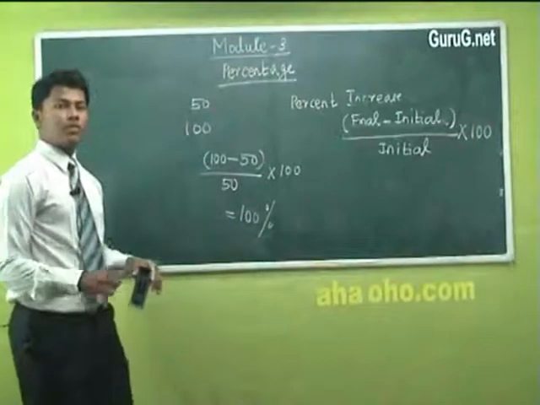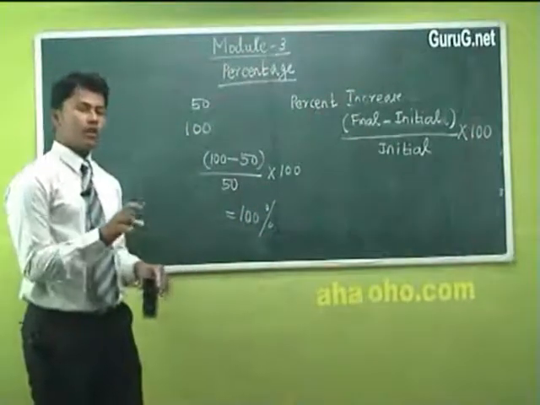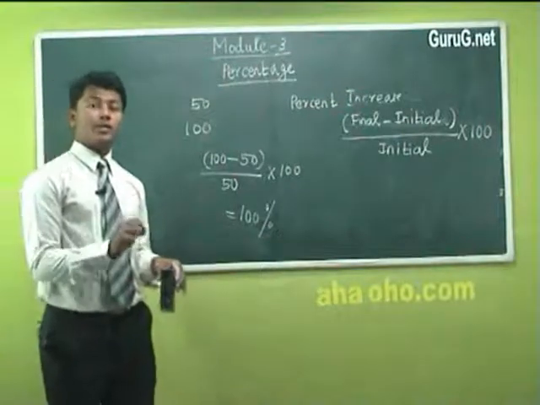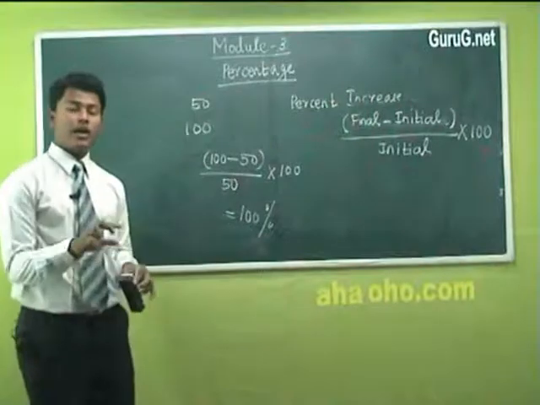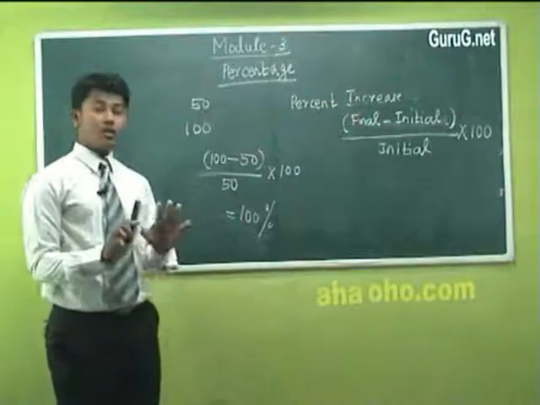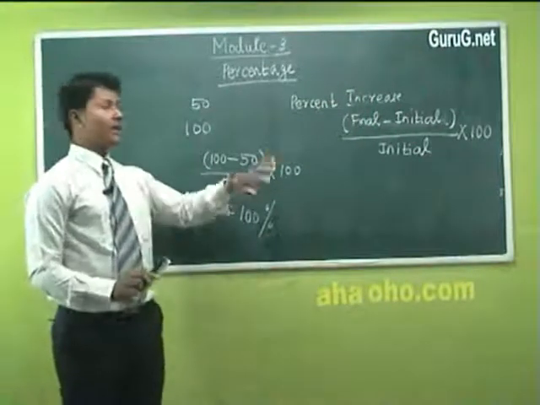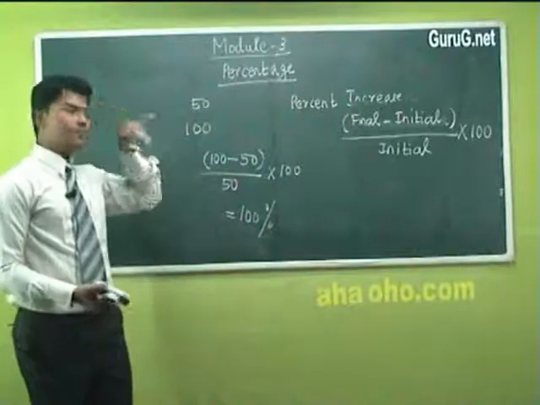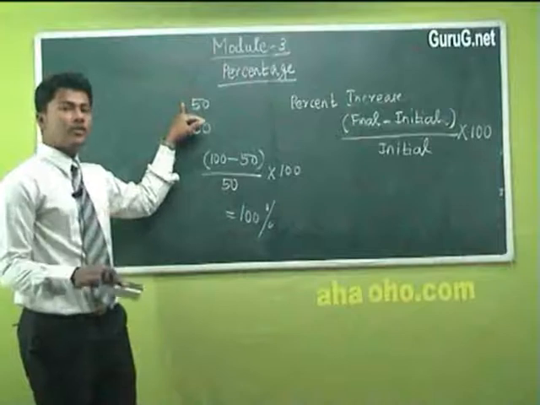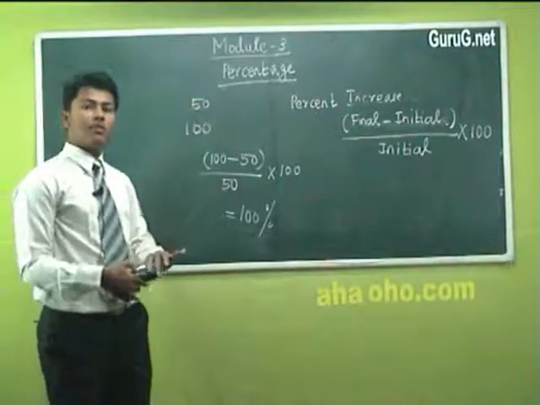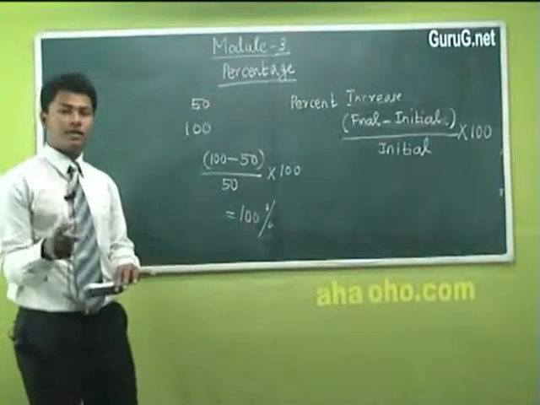Okay. So from this you have to understand one fact. It is not always mandatory that percent increase must be equal to percent decrease. Initially you had 100 apples. After selling you had 50 apples. In that case the percent decrease was only 50%.